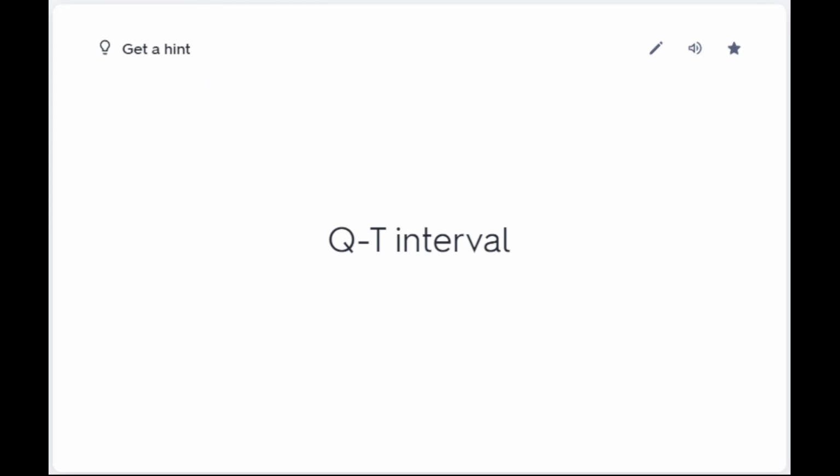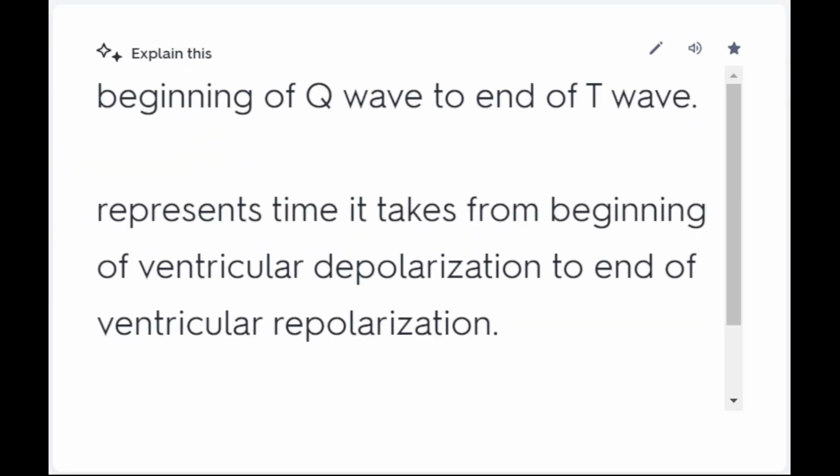QT interval. Beginning of Q wave to end of T wave represents the time it takes from beginning of ventricular depolarization to end of ventricular repolarization, one ventricular cycle.